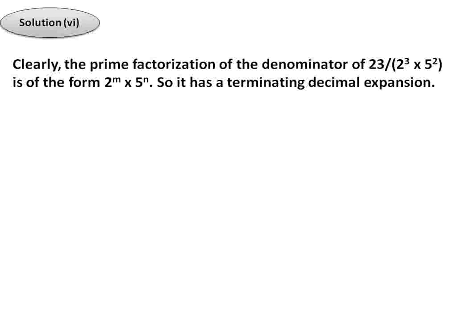Solution 6. Clearly, the prime factorization of the denominator of 23 divided by 2 cubed into 5 square is of the form 2 to the power of m into 5 to the power of n. So, it has a terminating decimal expansion.